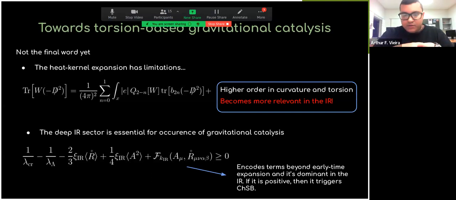This f function is a general function built from the curvature and torsion, and it encodes terms that go beyond the early time expansion. And this f function will be dominant in the IR. And you can see that if it's positive, then it also triggers chiral symmetry breaking.